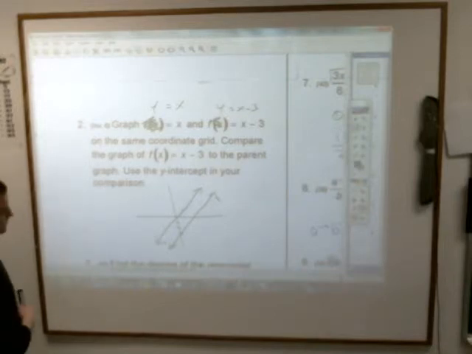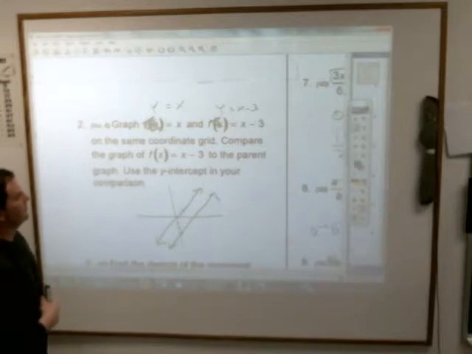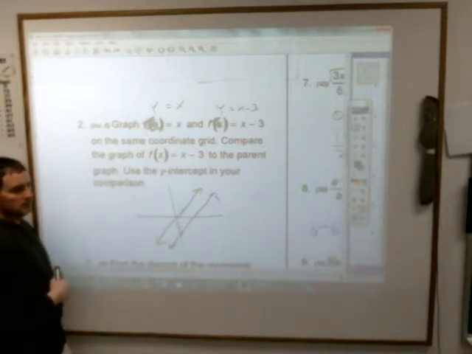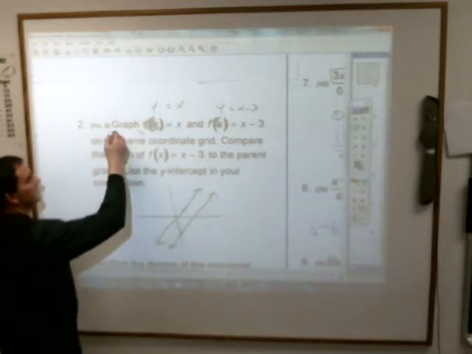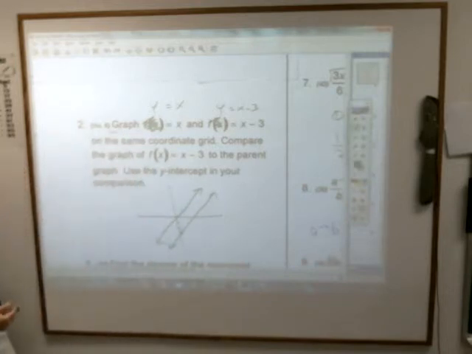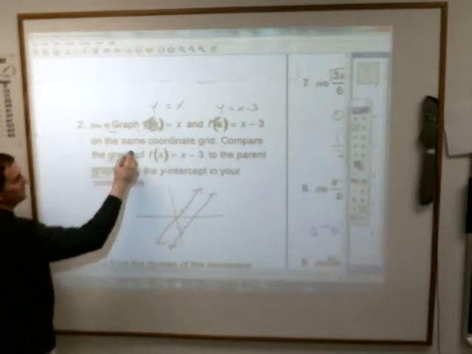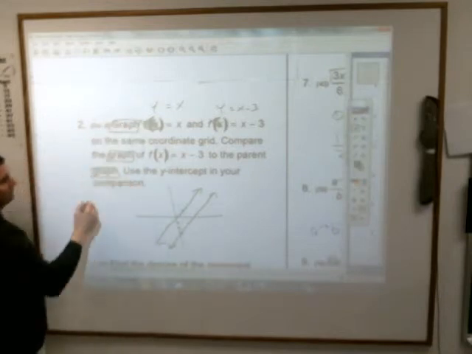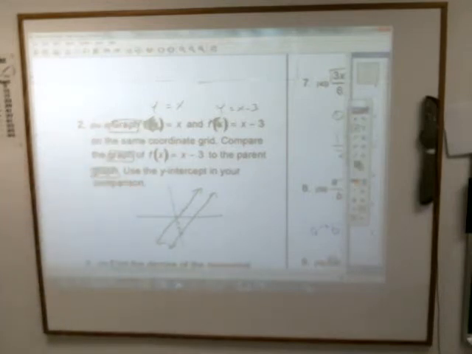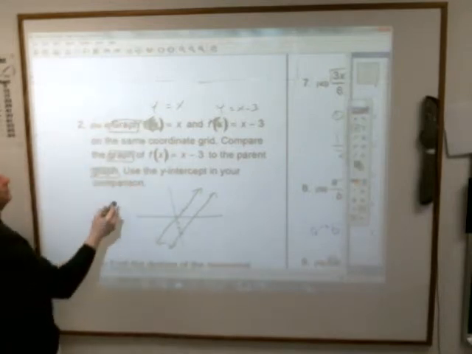But you have to graph it, even though it says graph it? No, you don't. If you want to get it wrong, feel free not to graph it. Look at how many times the word graph comes up in this problem. Oh, you missed one. It says coordinate grid, too. Oh, coordinate grid.